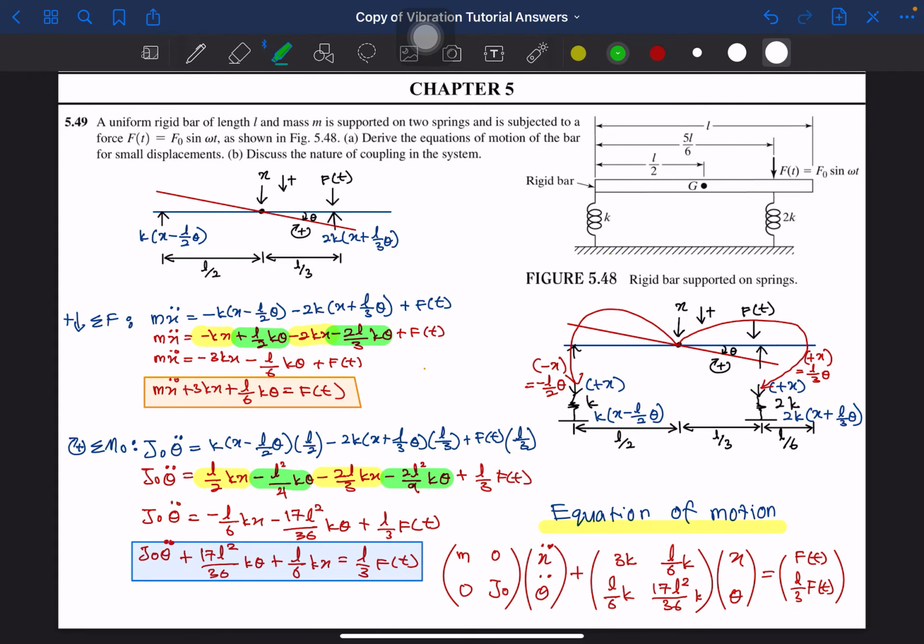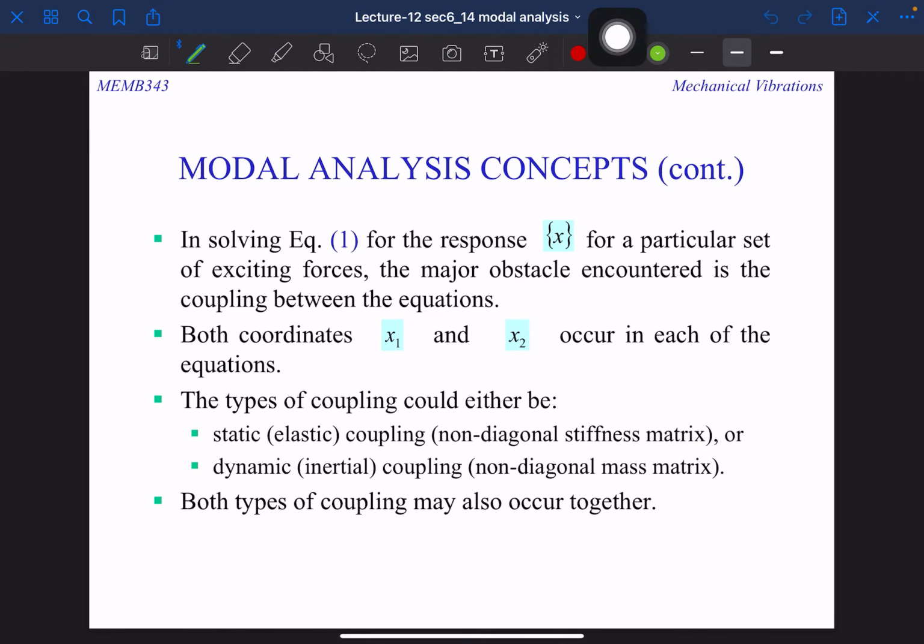The second part of the question. For A, they want us to derive the equations of motion. Second, they ask what is the nature of coupling of the system. Once you've done the matrix, you can take a look back at lecture number 12, the modal analysis lecture. It states that the types of coupling could either be static or elastic coupling, and the second is dynamic or inertial coupling. So for 5.49 that we've done just now, what is the coupling? The coupling is static or elastic coupling. You can say either one, the same thing.